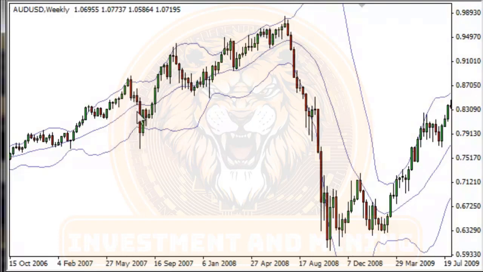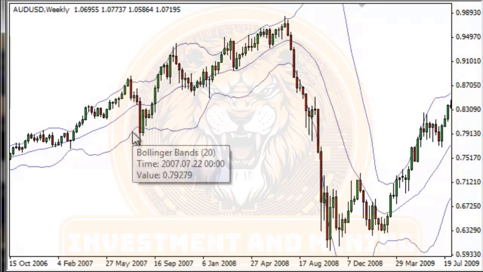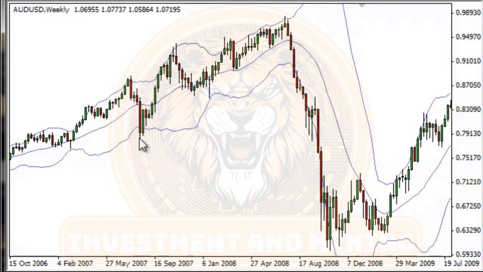So as an example, once we pierce the bottom of this Bollinger Band here, the theory is that since it's twice as far away from the moving average as normal, there's a really good chance it'll revert to the mean and go back to the moving average.